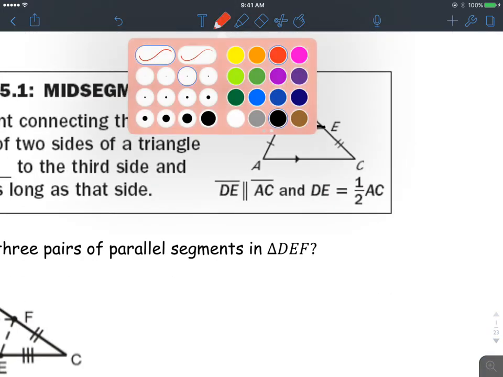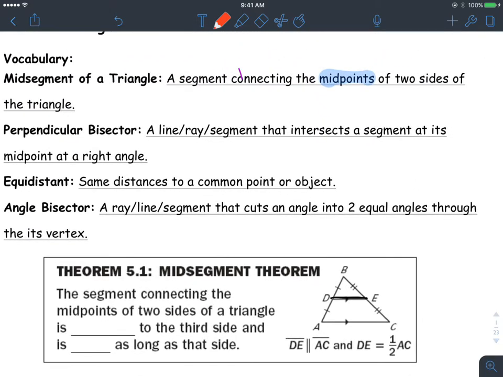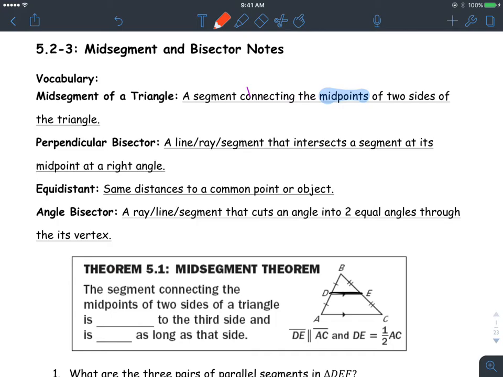I'm going to get a different color going here. Alright, and we got a couple of theorems we'll talk about here in just a second, but that's what a mid-segment is of a triangle. Perpendicular bisector, we've seen that before, we've constructed that before. That's a line or ray segment that intersects a segment at its midpoint, and it forms a right angle. Also, you got the angle bisector while we're on that same topic, a ray, line or segment that cuts an angle into two equal angles through its vertex.